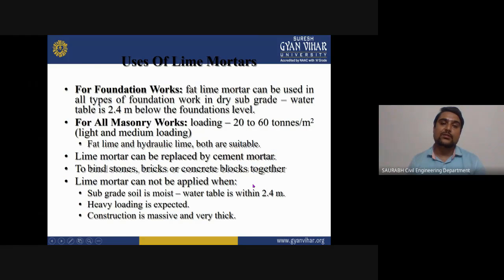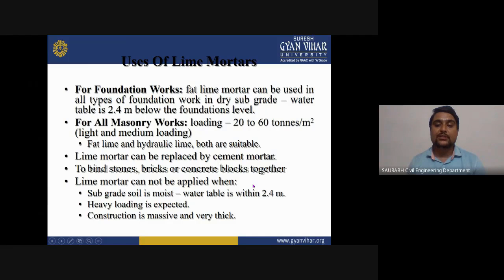Now we will see what the use of lime mortar is for foundation work. It can be used for foundation work and it can also be used for masonry work. Fat lime mortar can be used in all types of foundation work in dry subgrade, where the water table is 2.5 meters below the foundation level. For all masonry work, loading capacity should be between 20 to 60 tons per meter square. It is also used for lightweight masonry work, for light and medium loading. As you can see here, fat lime and hydraulic lime are both suitable for the preparation of lightweight mortar.